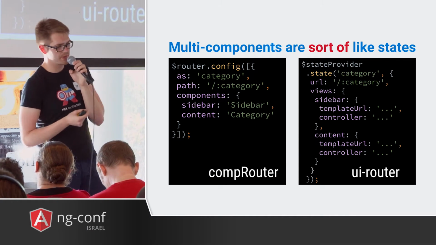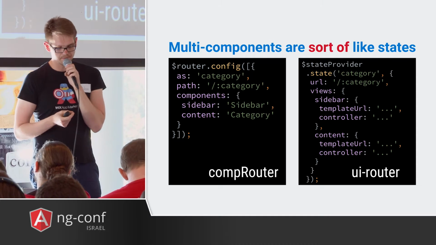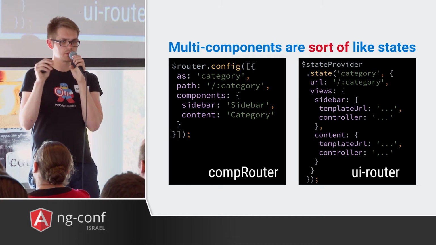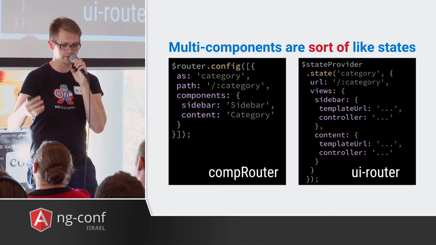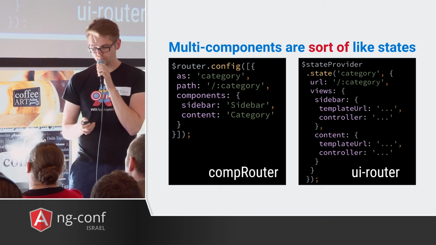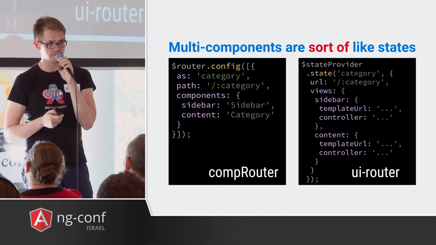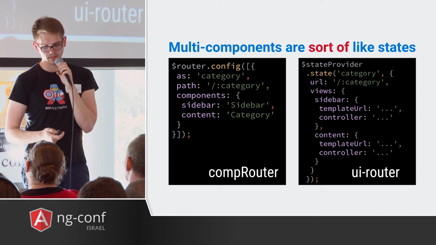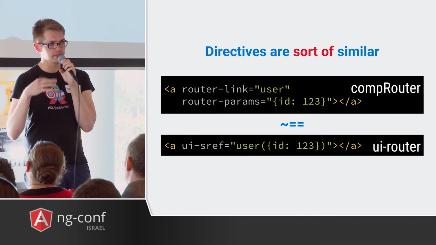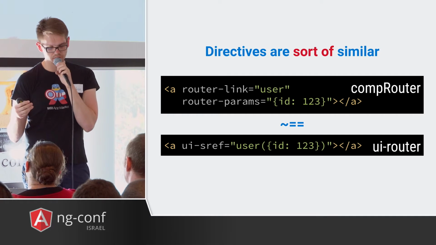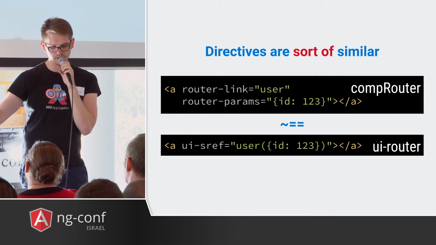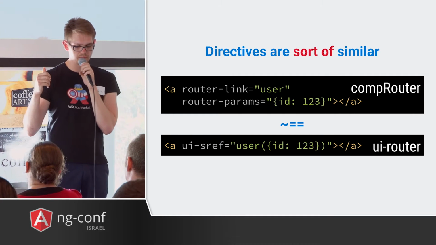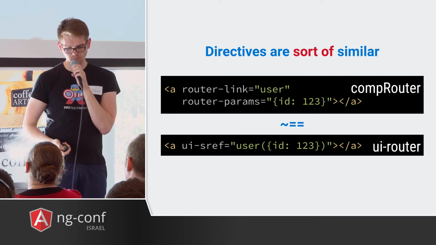Multi-components are basically states, in the way that it allows you to specify two components, for example, that will be activated at the same time, and you can refer to them as a category in this example. You can see the configuration is very similar, and that will make it easier to move. Another thing is that the directives that will be available also map one-to-one to each other. So you can have the router link and router params be the equivalent of ui-sref.